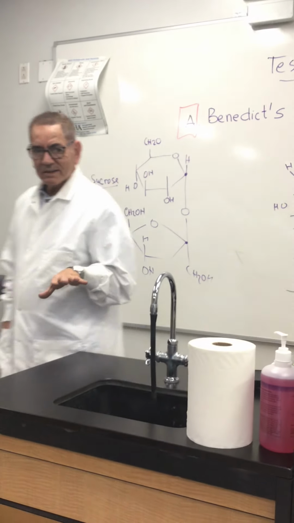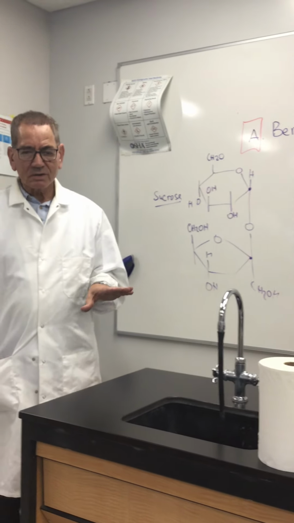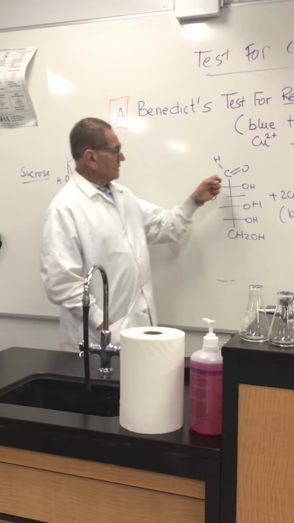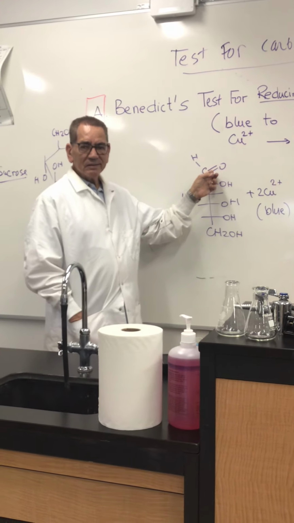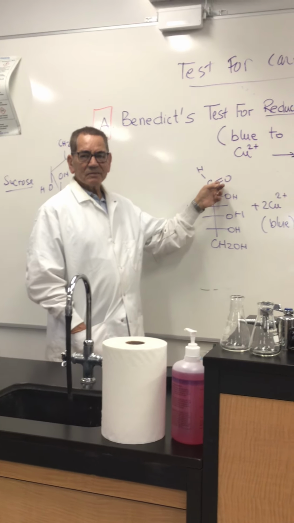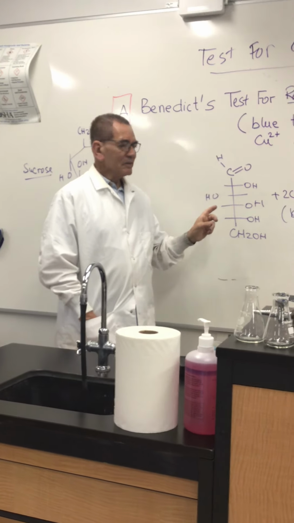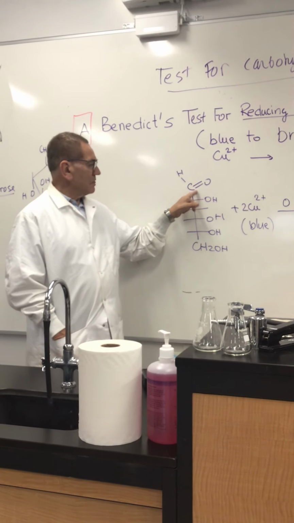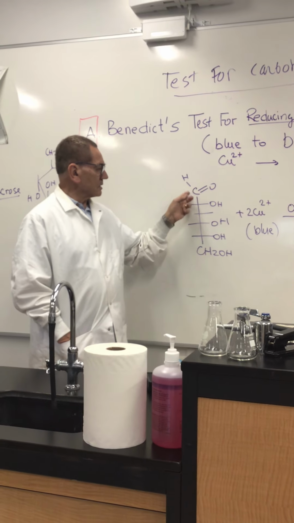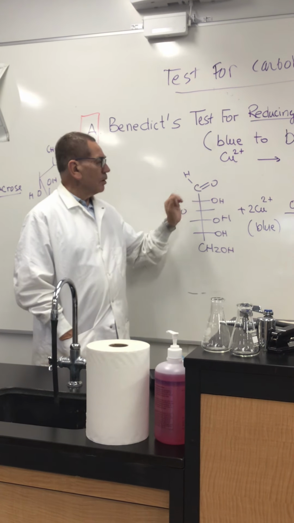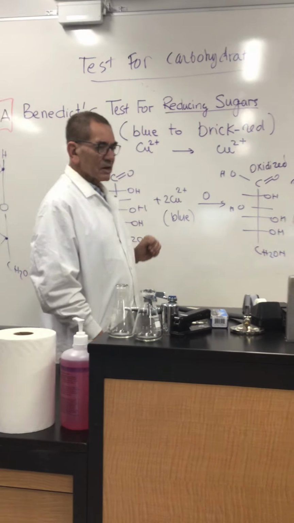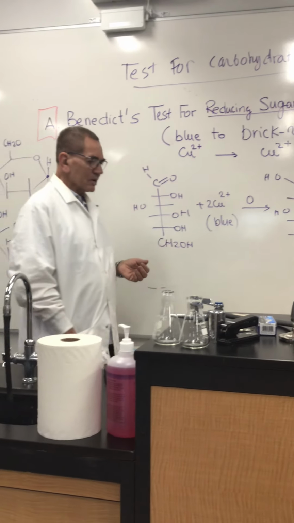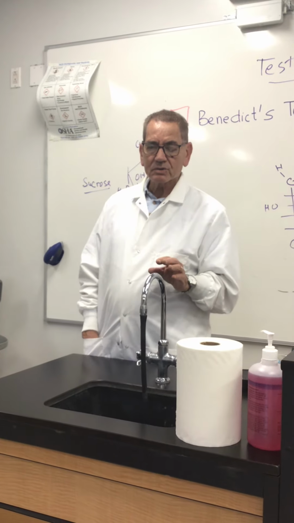All the monosaccharides are reducing sugars. Why? Because the carbonyl is free. That means it can cyclize and it can open. If you have a free carbonyl, the carbonyl will reduce the copper 2 plus. It's very reactive and it will reduce the copper 2 plus. So again, all the monosaccharides are reducing sugars.